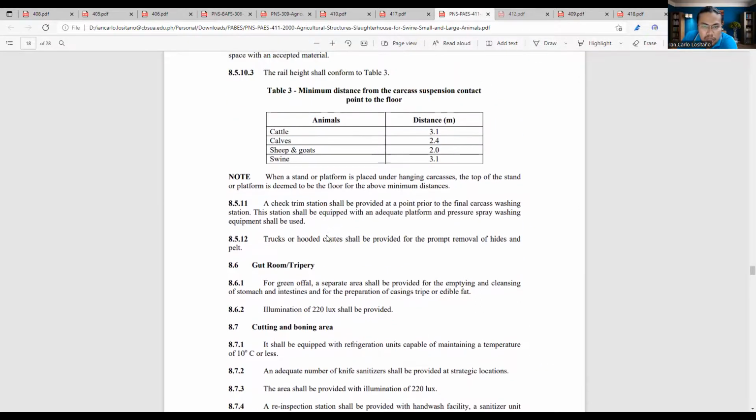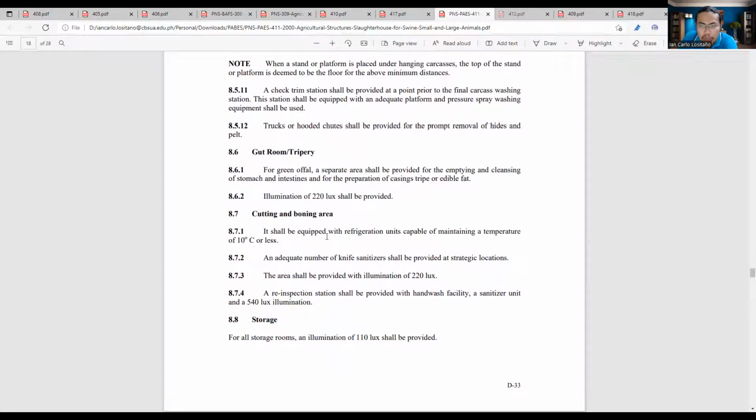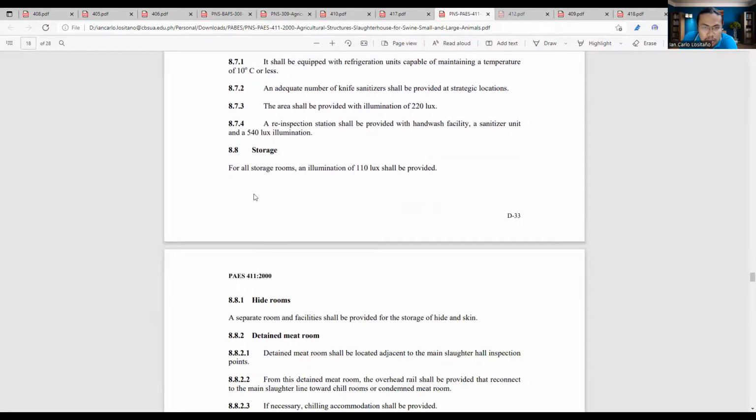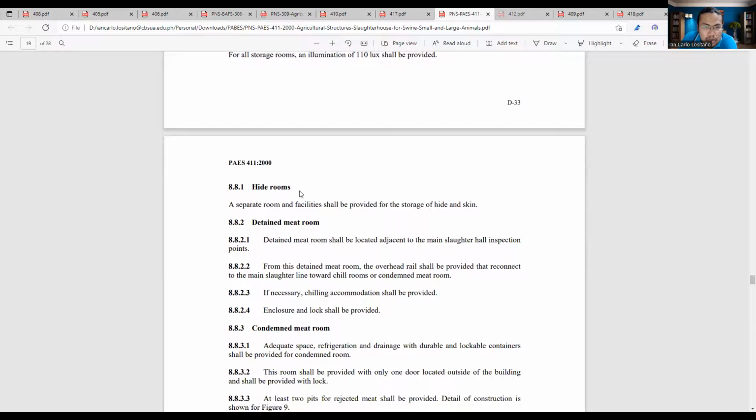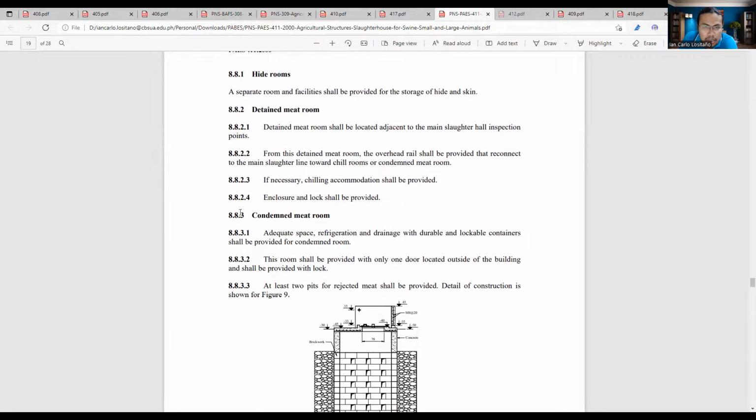Okay, gut room, tripery. Okay, the tripe and the edible fat. Illumination is as shown. Okay, there's also a cutting and boning area. There's a storage area, and then you have your hide rooms for the animal hide and skin. Okay, for the tamed beat room, this is for inspection purposes.